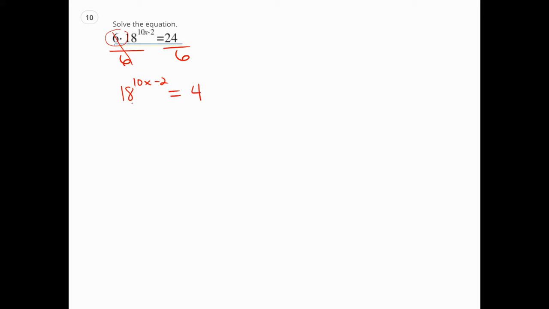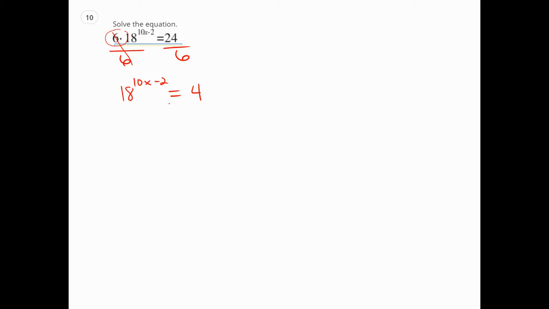Then at this point, I would try to check if my 18 and my 4 could be rewritten with the same base, meaning is there a base with an exponent that will give me 18? Not really. That would be 2 times 9, but there's not really a way to make a base with an exponent, so I can't get them to match. So then my next thing is to try logs.